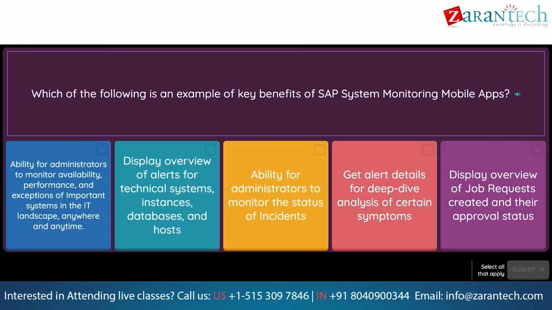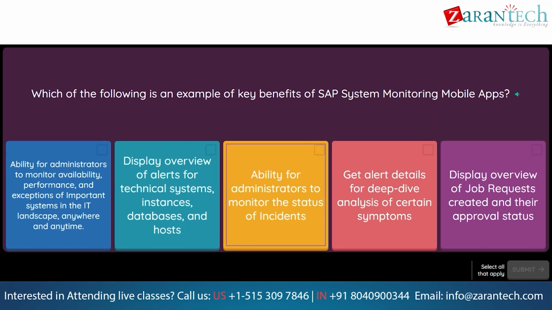Question: which of the following is an example of key benefits of SAP System Monitoring Mobile Apps? Option 1, ability for administrators to monitor availability, performance, and exceptions of important systems in the IT landscape, anywhere and anytime. Option 2, display overview of alerts for technical systems, instances, databases, and hosts. Option 3, ability for administrators to monitor the status of incidents. Option 4, get alert details for deep dive analysis of certain symptoms. Option 5, display overview of job requests created and their approval status.